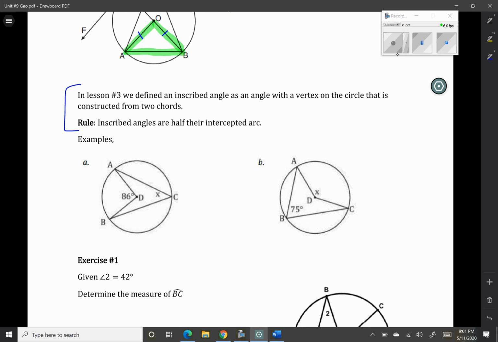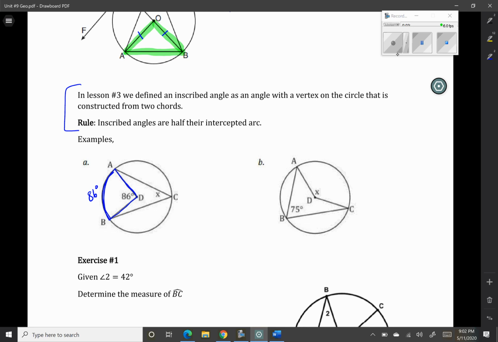So it tells us that inscribed angles are angles created with a vertex on the circle, and it's constructed by constructing two chords that intersect each other. And the rule is the inscribed angle is half of the intercepted arc. So taking a look at this first example, the angle ADB of 86 degrees, that's a central angle. We learned in lesson 3 that central angles are the same as their intercepted arc, so arc AB is 86 degrees.